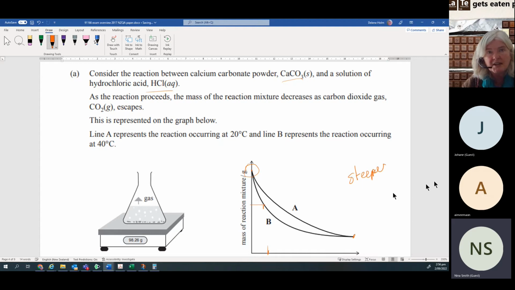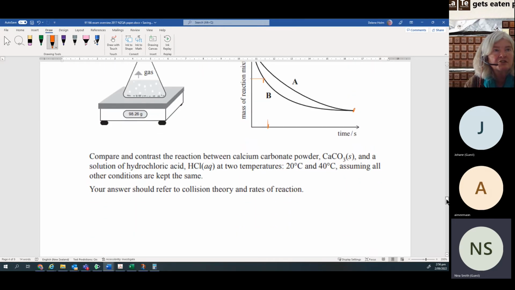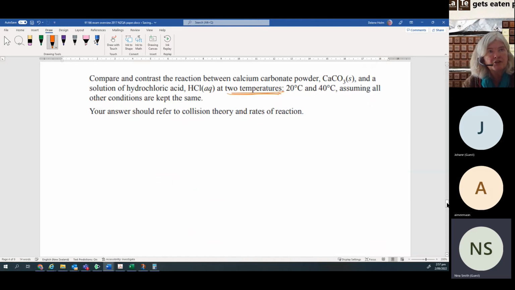That's important for your excellence level question because it shows you are interpreting the graph. So it says compare and contrast the reaction between the two things, carbonate and hydrochloric acid at 2 temperatures. So this is the factor that we've got to explain. Now temperature, if I can do this in 3 minutes, you've got to look at 2 different things. First of all, you've got to explain what temperature is and then link it to kinetic energy.